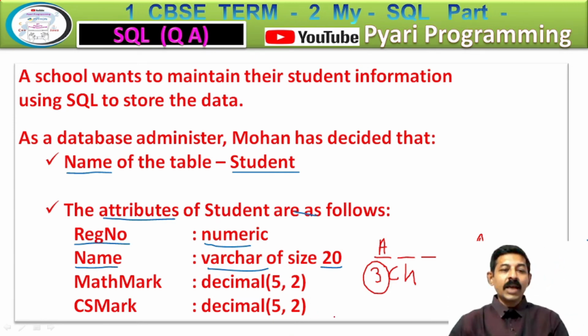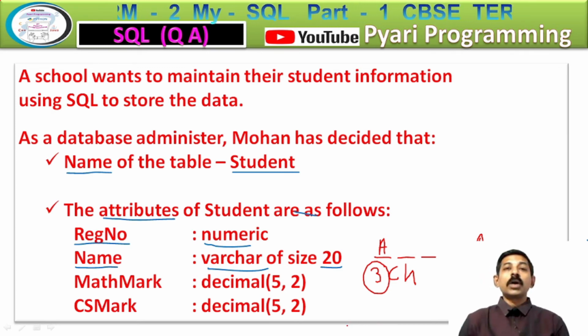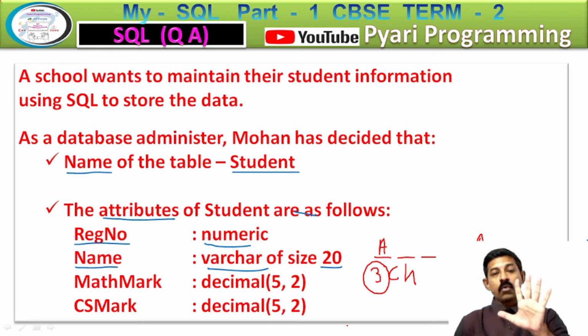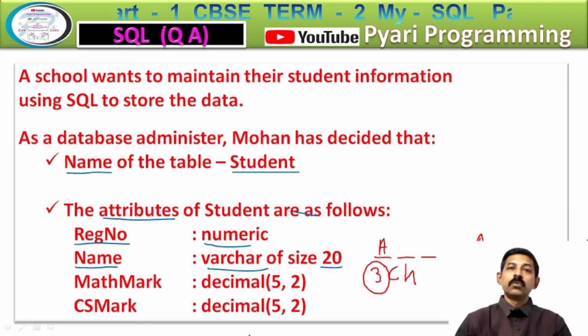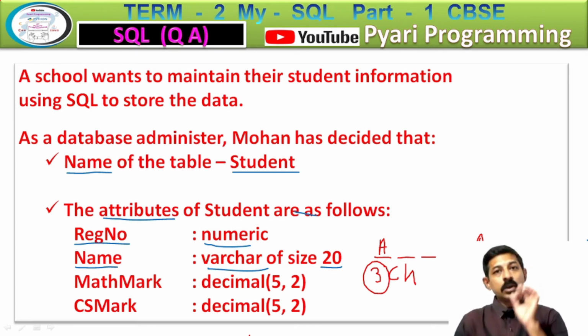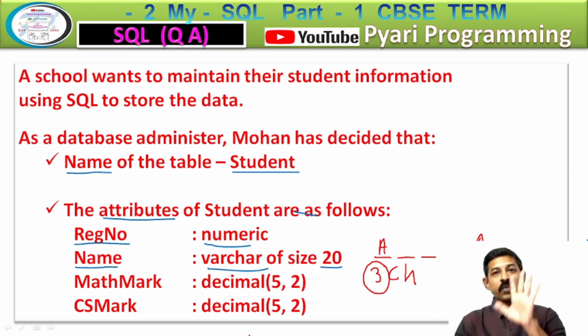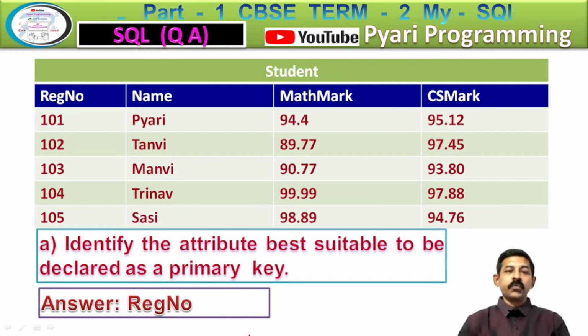Next, देखते हैं math marks whose data type is decimal, and it says that a total of 5 spaces are required, out of which 2 are decimal places. Like this CS mark whose data type is decimal. Again, the total number of digits allowed including the decimal point is 5, out of which 2 decimal places I need. So let's move to the question.